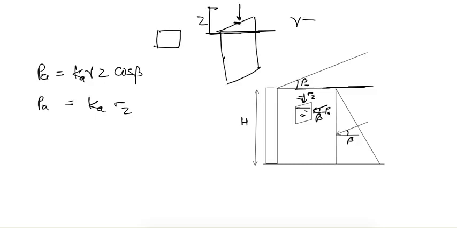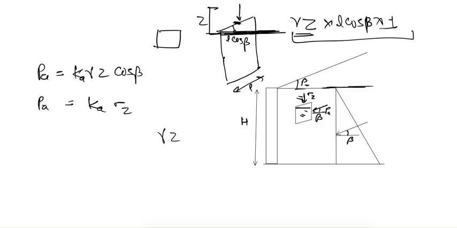It will be unit weight times z, and if this inclined length is L, this horizontal length would be L cos beta. So the force on this horizontal level would be gamma z, the stress at depth z, into area, and we will find the force. So gamma z into L cos beta into 1 gives us the area. So gamma z into L cos beta is the force on this level.